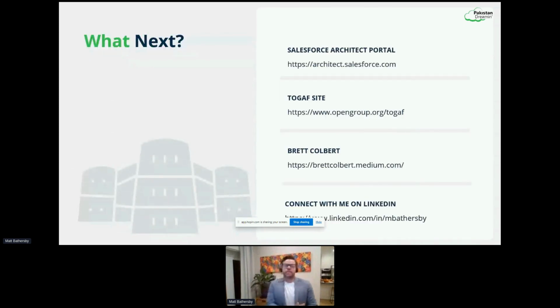In terms of what's next, if you're interested in learning more about Salesforce architecture or enterprise architecture, there are some great resources that you can go and check out. For anybody who hasn't already taken a look at the new architect portal that Salesforce released not too long ago, I strongly recommend it. There's some great stuff there, and they're adding more and more amazing content every single day. So go and check that out, architect.salesforce.com. TOGAF is a great one, the Open Group Architectural Framework. This is a great set of standards that most enterprise architects have some level of understanding of and work with. So TOGAF is a great one to go and check out.